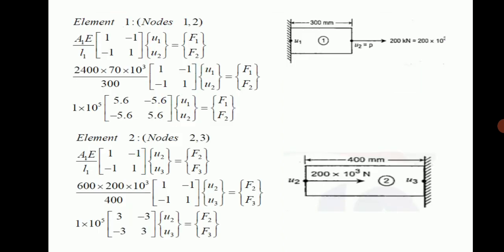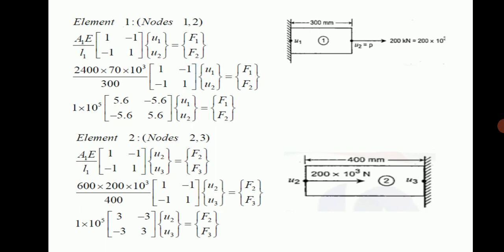Same as the discussed problem 1, the same method we want to follow in this problem also. First we consider element 1. Element 1 means we consider nodes 1 and 2. So the same formula: A1E divided by L1, matrix 1 minus 1, minus 1 1, times U1, U2 is equal to F1, F2. So we apply the area 2400 into 70 into 10 power 3 divided by 300.